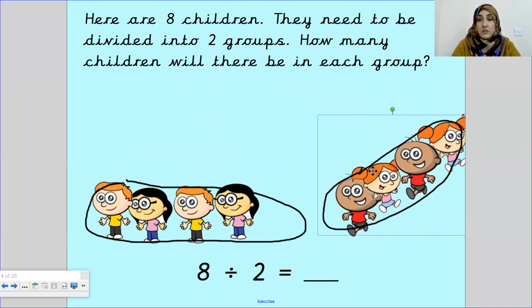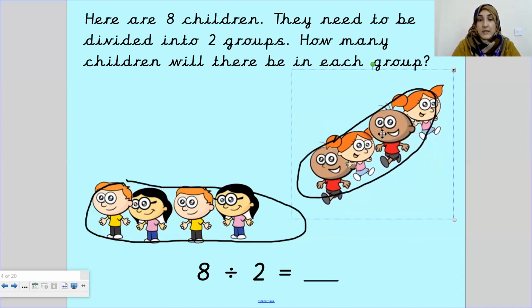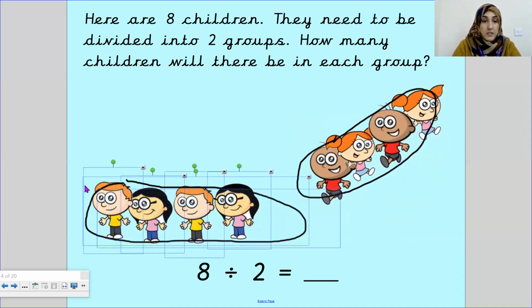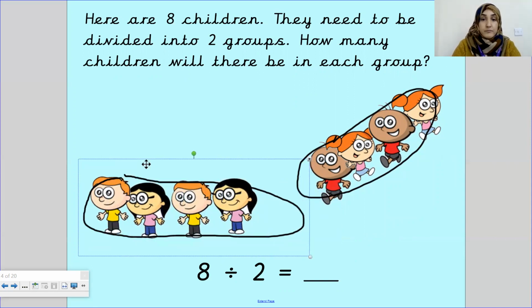Oh, dear goodness gracious me. What's going on? Right, let's try that again. Is it moved? Oh, yes, now it grouped. Sorry about that, Morris class. It just wasn't grouping very well.